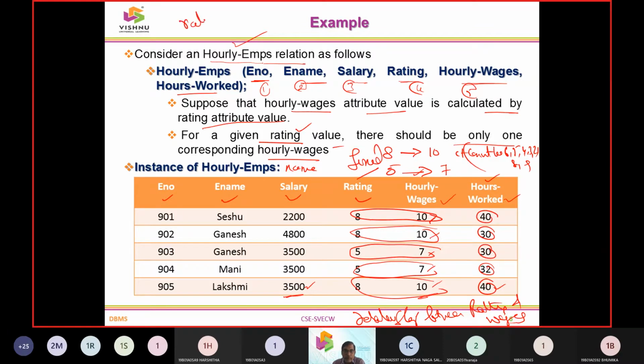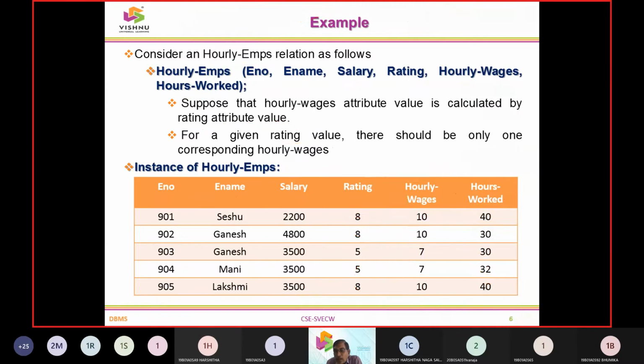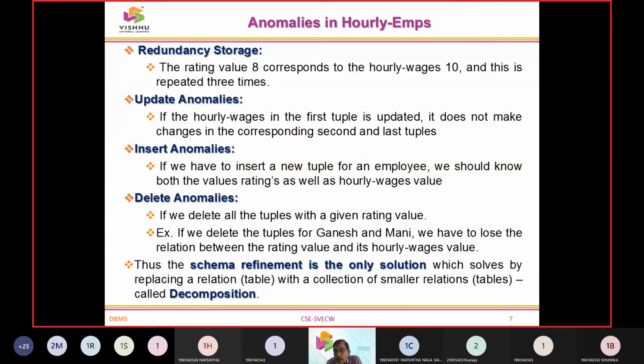Rating and hourly wages, these two are related. That was the key takeaway we need to understand at this point.